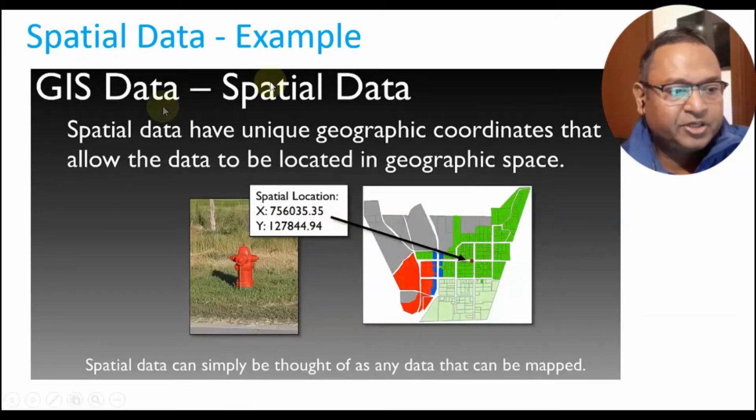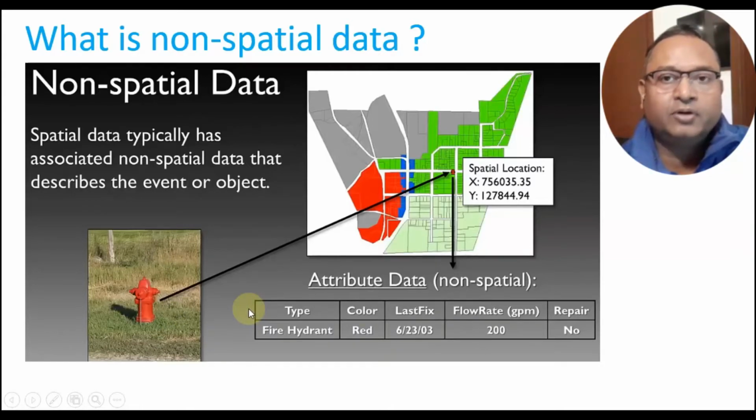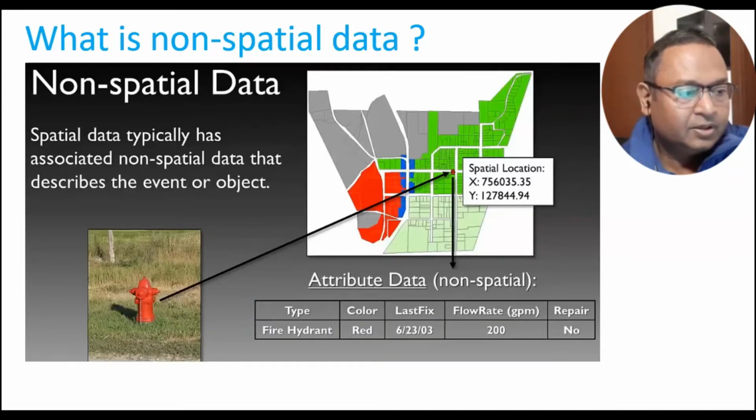Here, as you can see, spatial data have unique geographic coordinates that allow the data to be located in geographic space. This particular object has a specific location, X and Y. Now let's move to the next slide. In the next slide, what does non-spatial data mean? This particular object has its type, fire hydrant, its color, red, its last fix, and some other information of this object. So this comes under the attribute data or the non-spatial data.